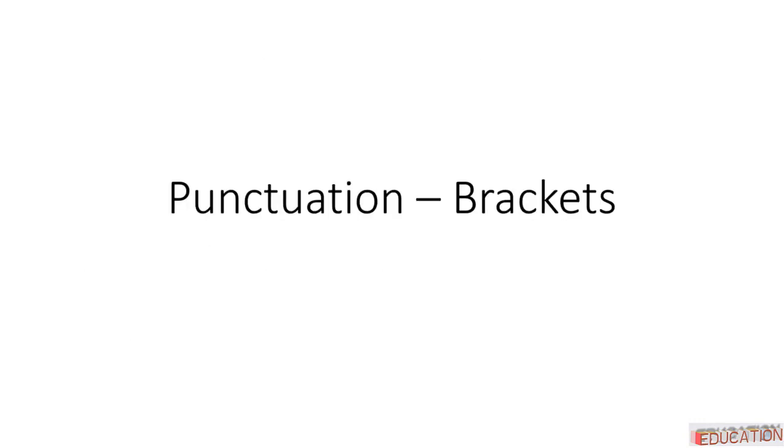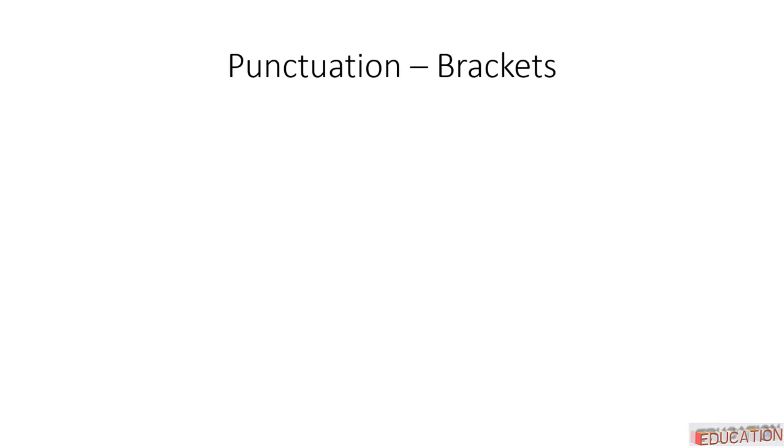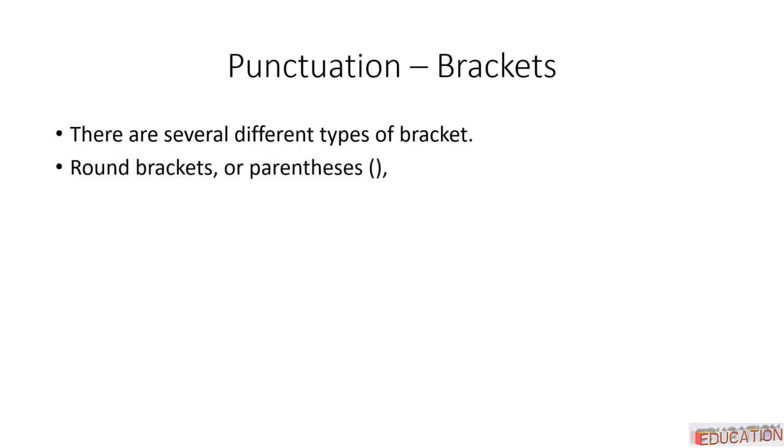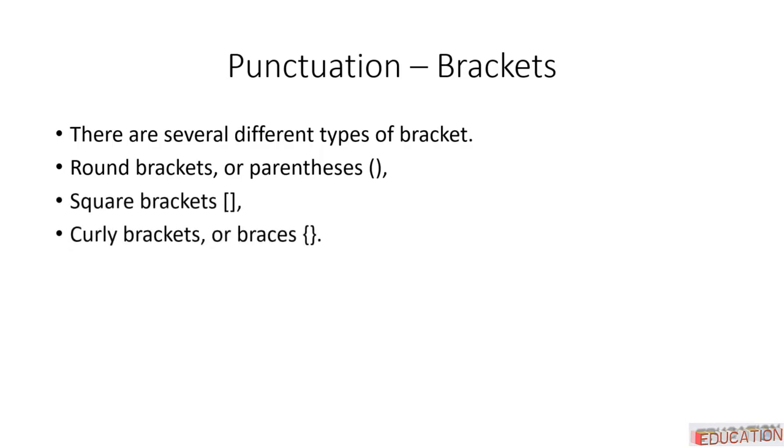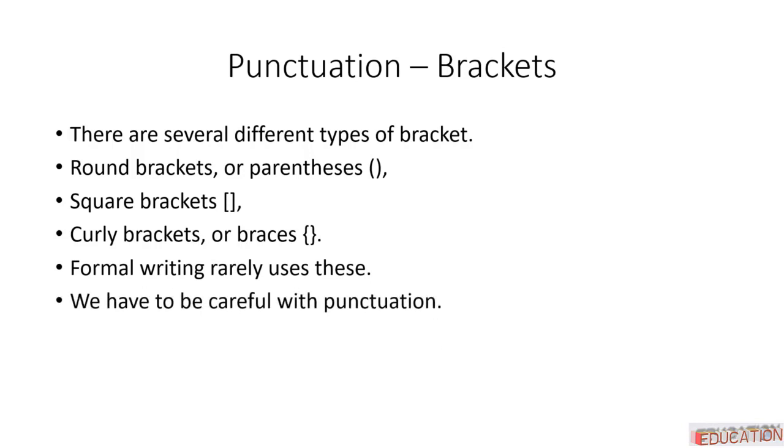This lesson is all about brackets. There are several different types of brackets we need to look at. There are round brackets or parentheses, as shown here, square brackets, which look slightly different, and curly brackets or braces, which look different again. And formal writing rarely uses any of these. We have to be careful with punctuation.